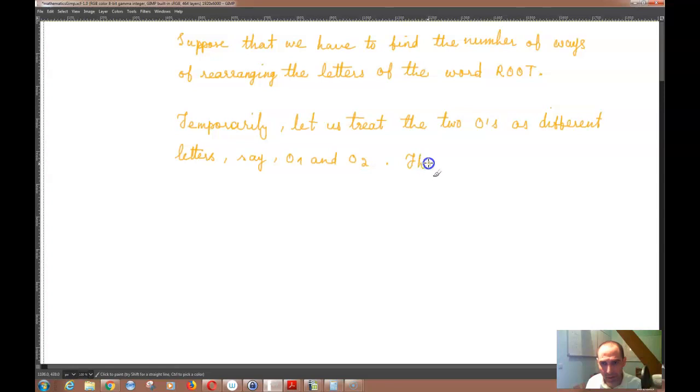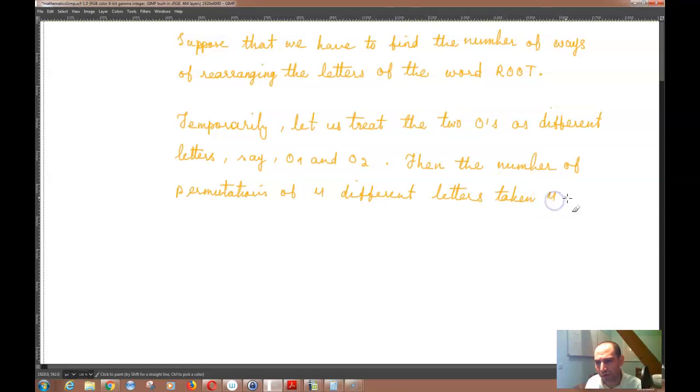So then the number of permutations of 4 different letters taken 4 at a time would be 4 permutation 4, which is the same thing as 4 factorial over 4 minus 4 factorial, which is the same thing as 4 factorial over 0 factorial, which is the same thing as 4 factorial. Well, let's call it 4 factorial for now.